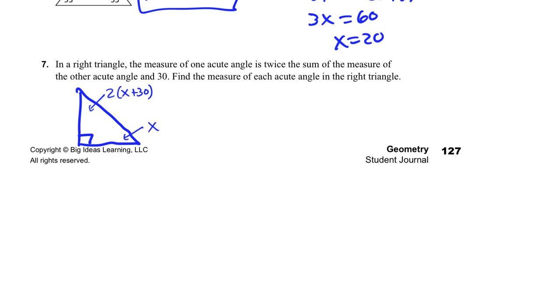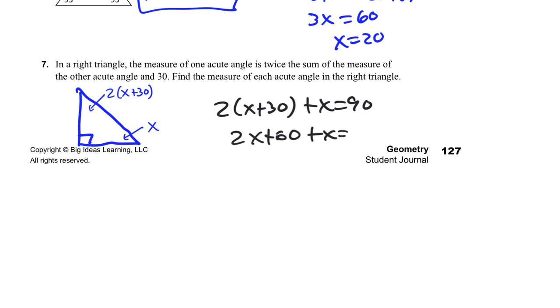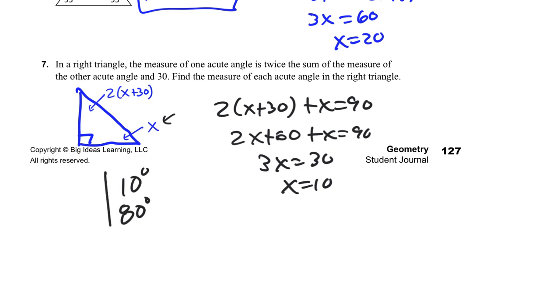So what we're going to do is use the corollary. Instead of putting in the 90, let's just say that 2 times X plus 30 plus X equals 90. If I simplify this, I get 2x plus 60 plus x equals 90. I'll get 3x equals 30, so x equals 10. So find the measure of each acute angle. Plug 10 in here, I get a 10-degree angle. And then I'm going to get 80 degrees for the other because I have to add to 90.